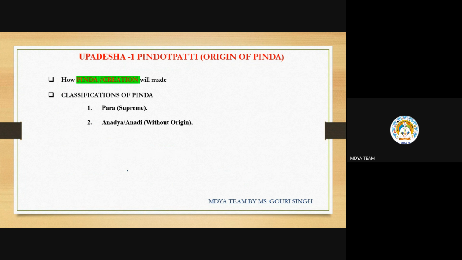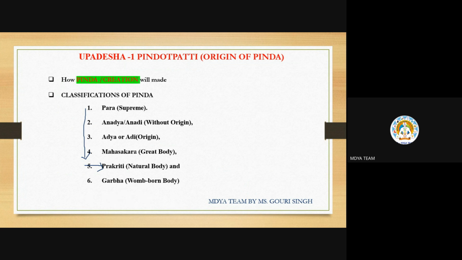First is Para, the supreme one. Then Anadi, which is without reason. Then the third is Adya or Adi Pinda, which is the origin. Then the fourth is Mahasakara Pinda, which is the great body. Then the fifth is Prakriti, which is the natural body. After this processing, only then does the natural body come into being. That is the Prakriti. Then after this natural body is formed, the Garbha Pinda comes.